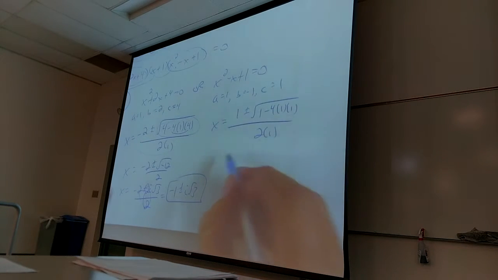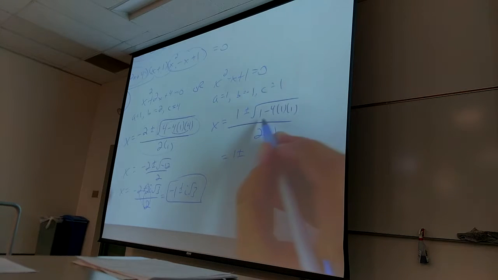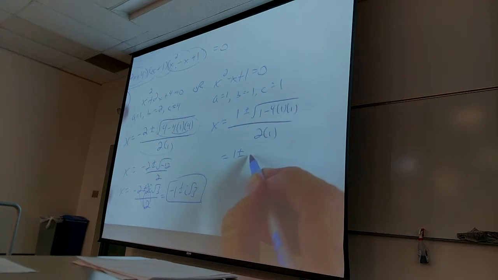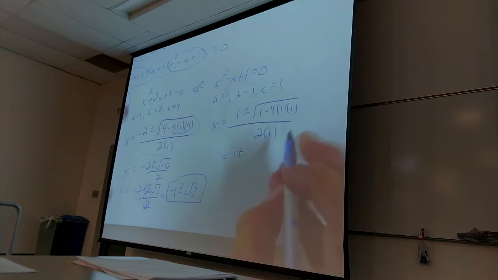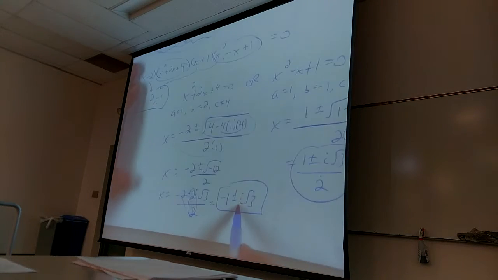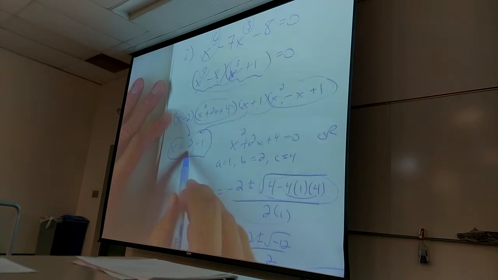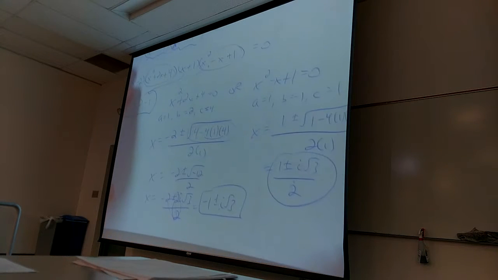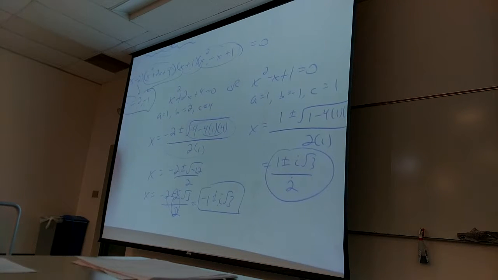What about this guy? What do we get inside here? You get 1 plus or minus the square root of 1 minus 4. Yeah, negative 3, so I get i radical 3 all over 2. So 1, 2, 3, 4, 5, 6 answers. As we know there should be.